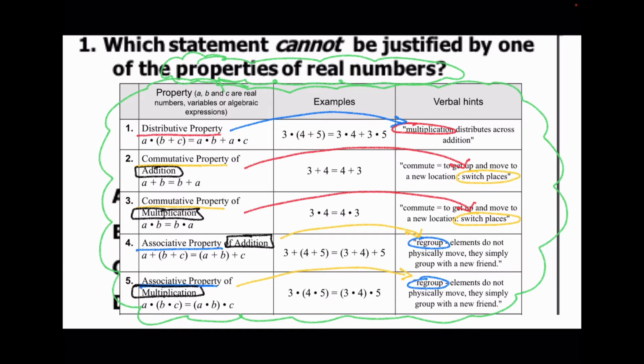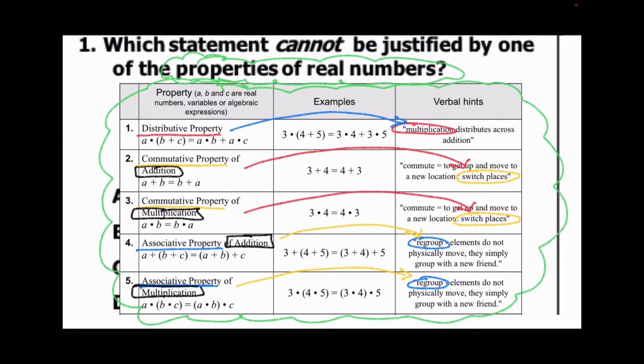Now, the commutative property, which applies to addition and multiplication, the main focus there is that the terms, the numbers, will switch places. So for addition, 3 plus 4 is the same as 4 plus 3. And for multiplication, 3 times 4 is the same as 4 times 3. So with the commutative property, the numbers or terms just switch places.